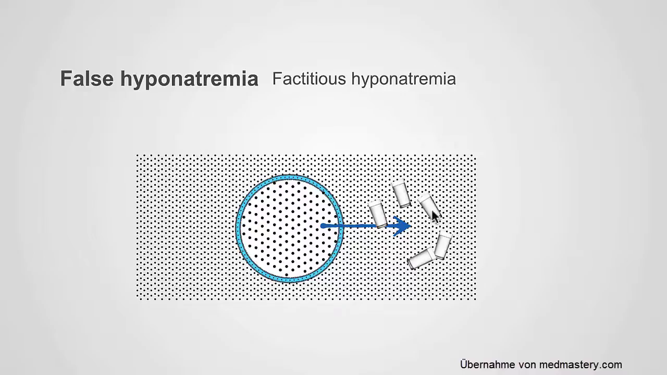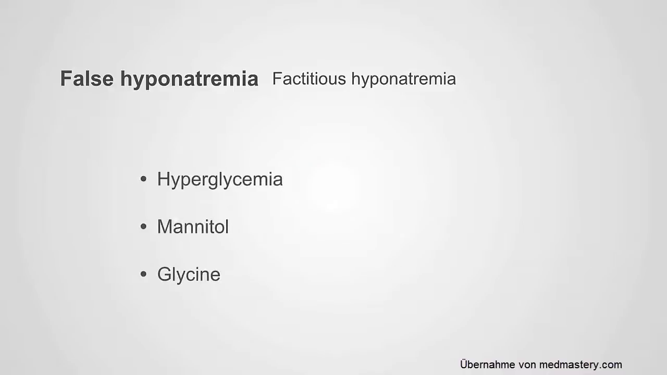And then this water that's moved out of the cells is going to dilute the serum sodium out here, and that's going to cause the low sodium. So the low sodium is true. It's not that there's a measurement error. The sodium is actually low. It just doesn't have the implications of normal hyponatremia because the water is moving in the opposite direction, out of the cells rather than into the cells.